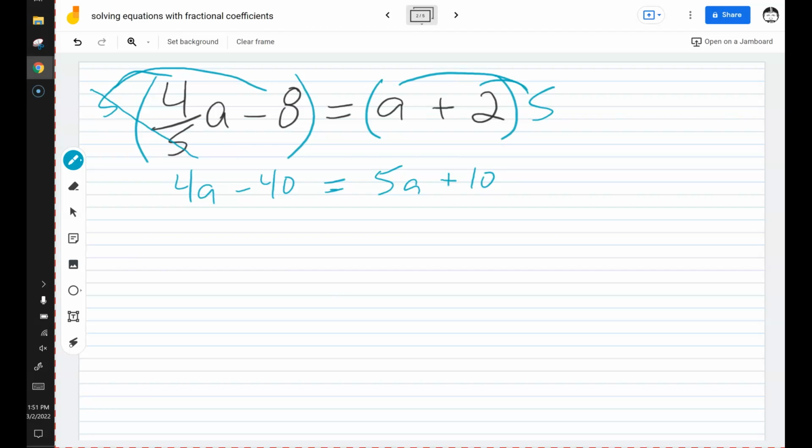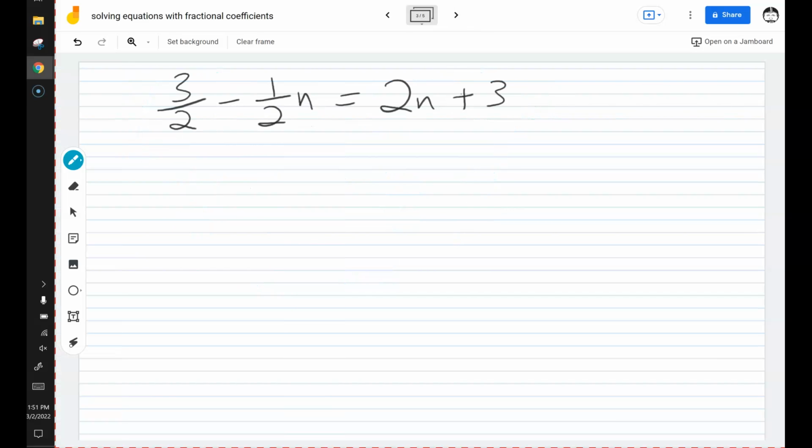nice. We're still solving the same equation. We multiplied everything by 5, so whatever we get for a is going to satisfy both this equation and the original one. So take the 4a's off of both sides and take the 10 off of that side. That leaves us with negative 50 is equal to a. Cancel those out. All right, a few more examples.